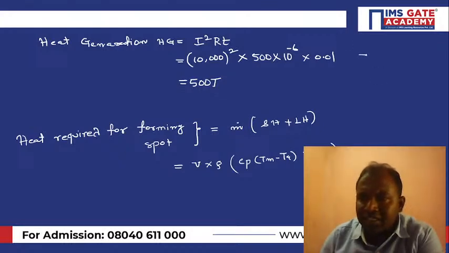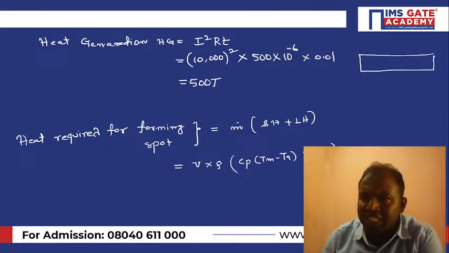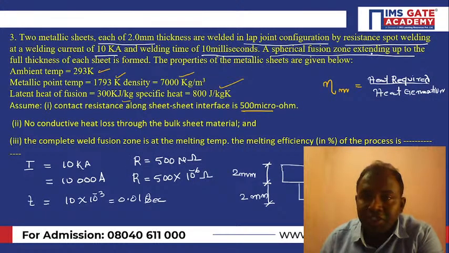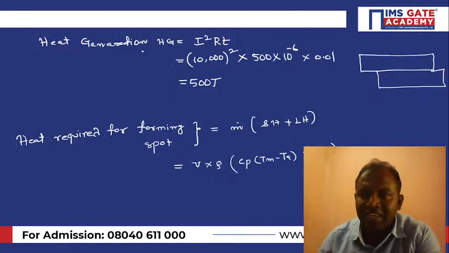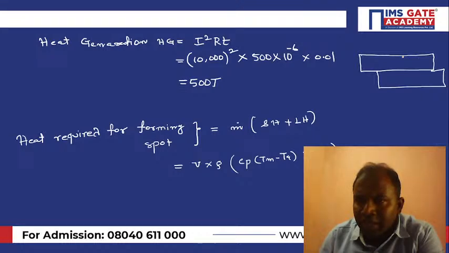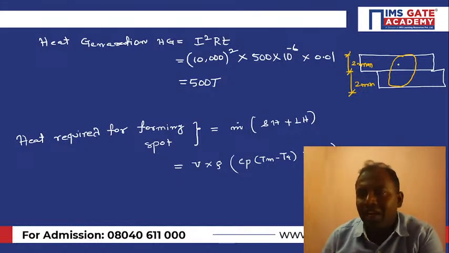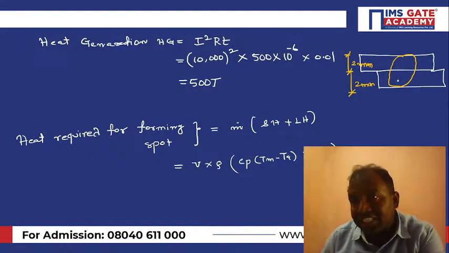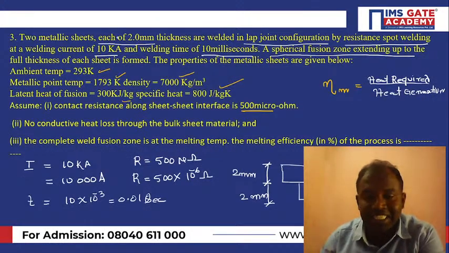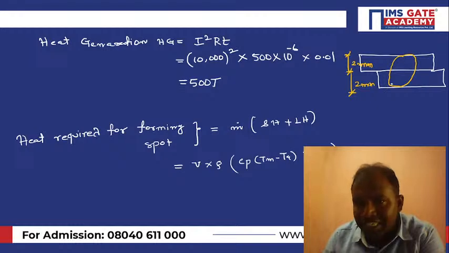Now here I'll give you the diagram. Two sheets are in lap joint configuration like this. Now what is given? A spherical fusion zone extending up to full thickness of each sheet. The thickness of the sheet is given as 2 mm, and this one is also 2 mm. So if these two are spot welded in a lap joint configuration, the formed nugget is a spherical shape extending up to full thickness of each sheet.